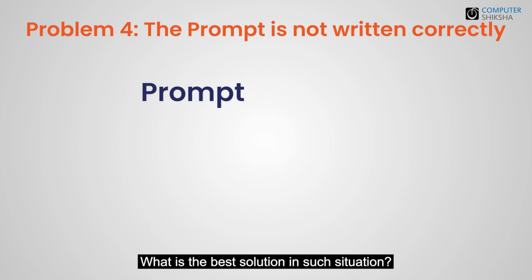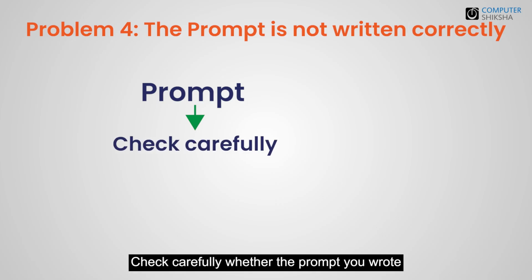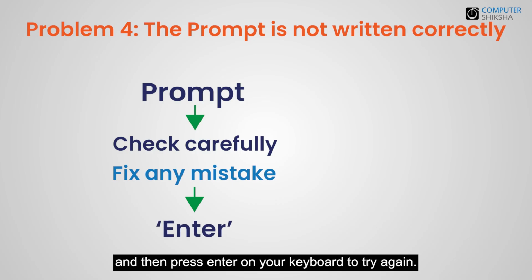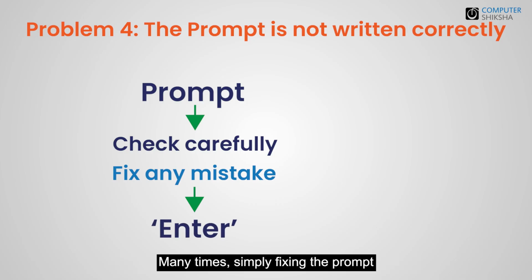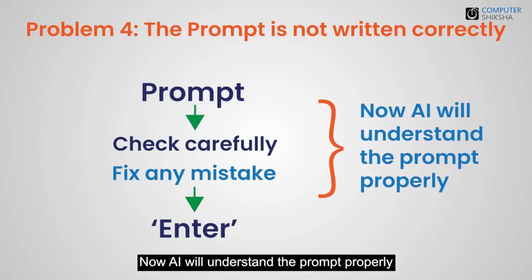What is the best solution in such situation? Read your prompt carefully once again. Check carefully whether the prompt you wrote matches the prompt shown on my screen, or if there is any difference. Fix any mistake, correct it, and then press enter on your keyboard to try again. Many times, simply fixing the prompt can completely change the result. Now AI will understand the prompt properly and give you a better response.